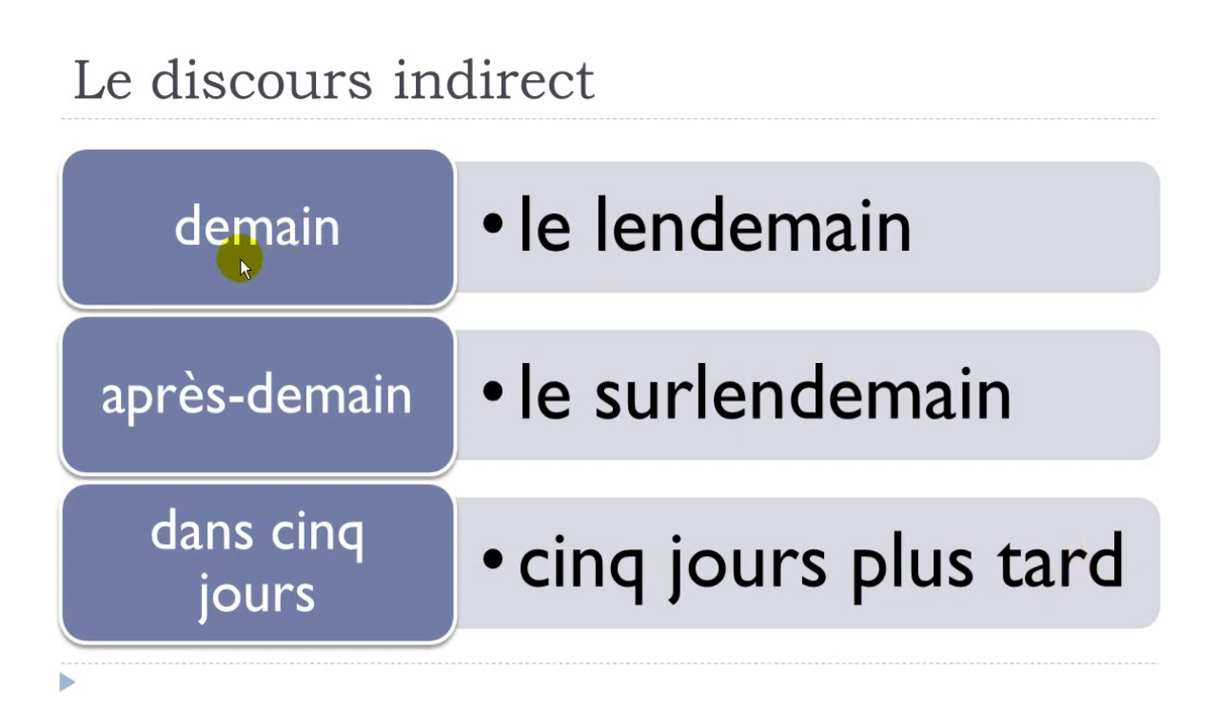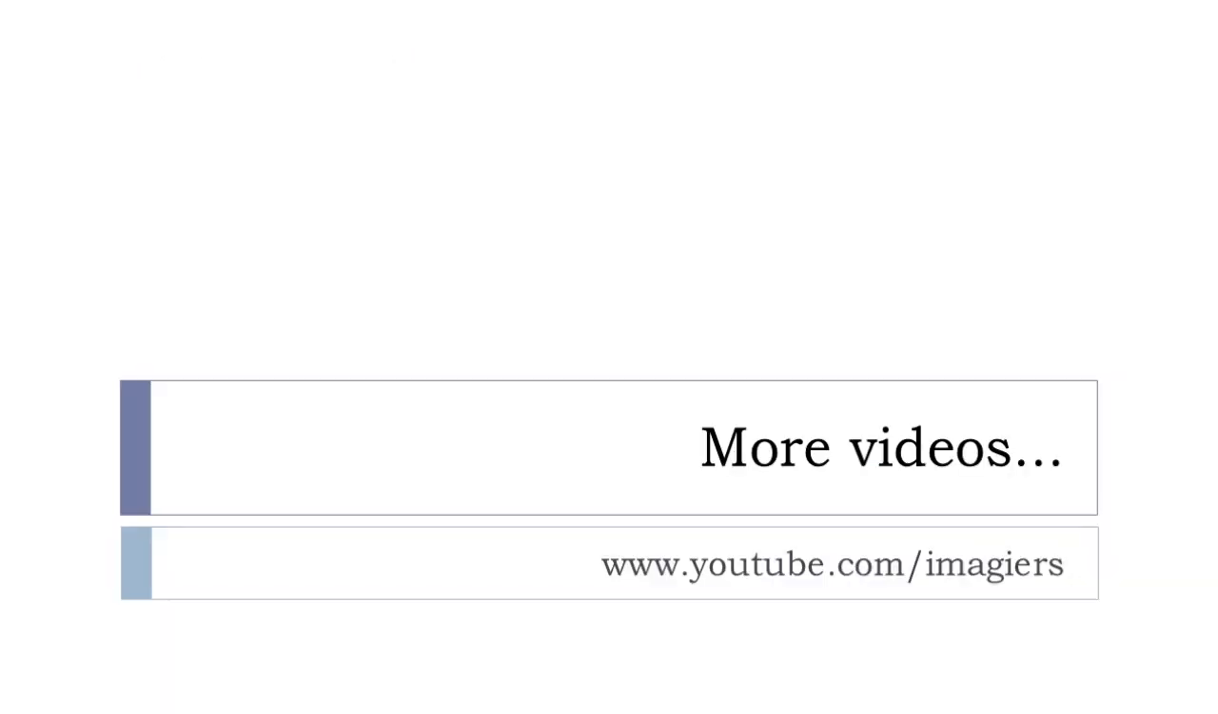Okay, so keep in mind that après-demain will become le surlendemain if you change your structure into this discours indirect. And then dans 5 jours, in 5 days, will become 5 jours plus tard, 5 days later. Okay, that was it. It was simple and short, and I hope it was clear.